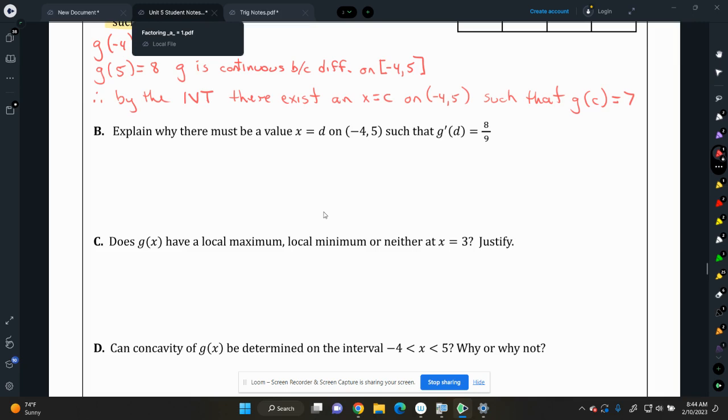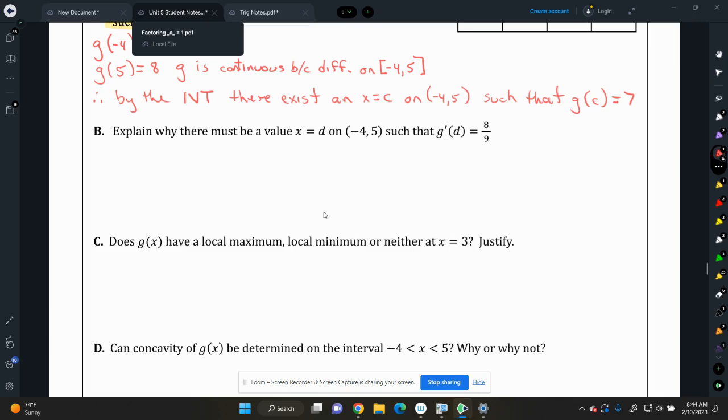If f double prime, or if g double prime is greater than 0, okay, everybody paying attention? This is taking some thinking and it's easy to drift, right? If g, okay, Caitlin, don't answer.